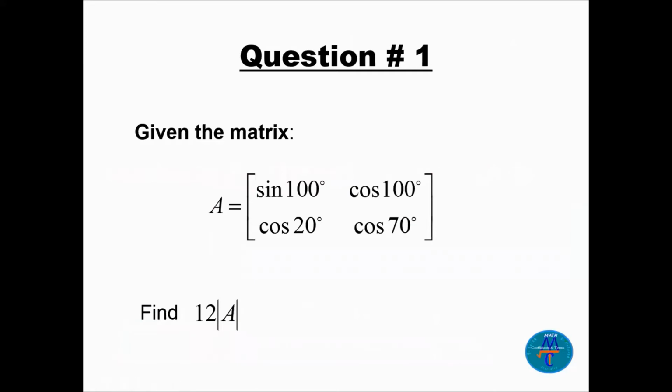Now, question number 1. Given the matrix A, sine 100 degrees, cosine 100 degrees, cosine 20 degrees, cosine 70 degrees, and we need to find 12 times determinant of A. You can just pause the video for a second or so and try it yourself. And then you can check on the next slide the details of the solution.